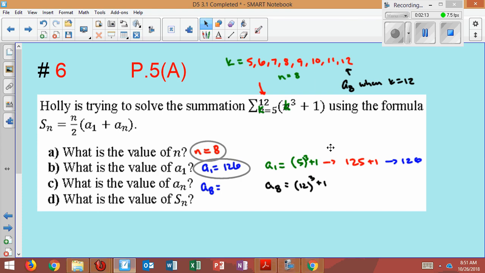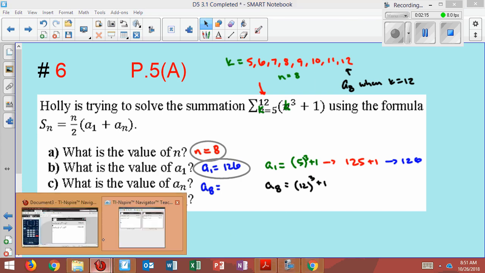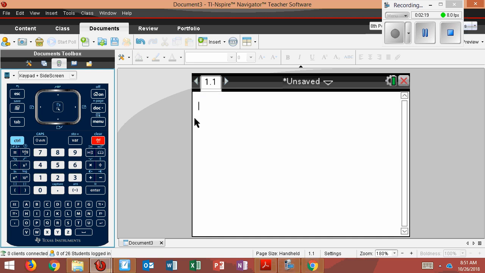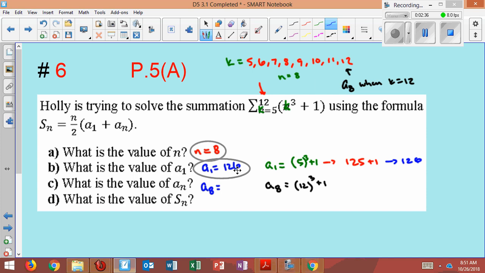Now I need to go to the calculator for this, and we could just test if we wanted to. Make sure that we didn't mess up on the previous one. 5 cubed plus 1. Yeah, that is 126. Now let's try 12 cubed plus 1. We get 1729. So a sub 8 is 1729.